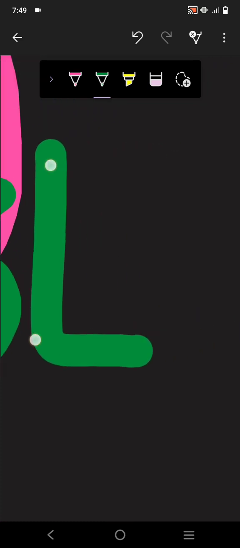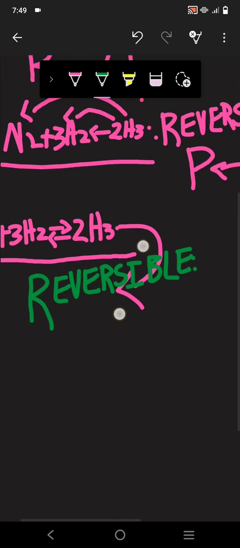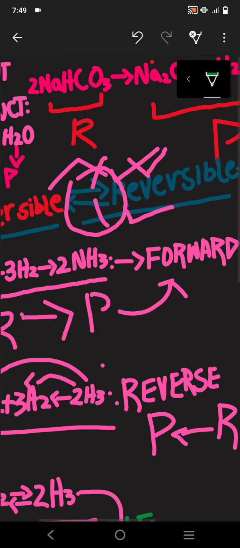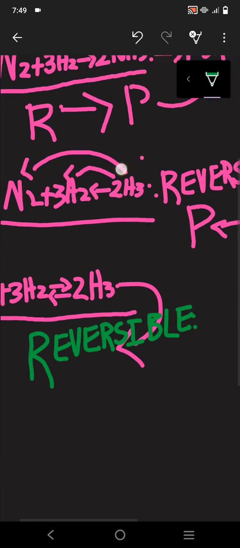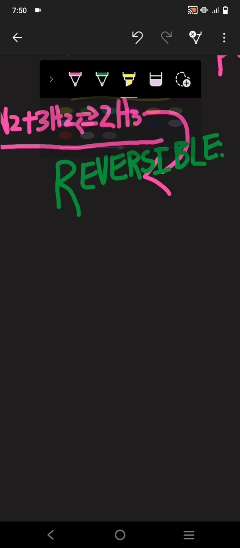A reversible reaction has two types, the reverse reaction and the forward reaction. Okay, we have understood it very clearly. Now we will go through some of the characteristics of the forward reaction and some of the characteristics of the reverse reaction. So I'm going to write here.